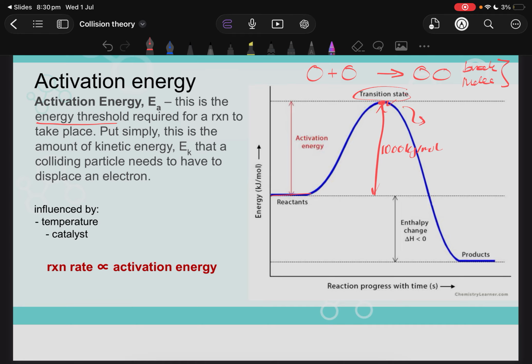The amount of kinetic energy that a colliding particle needs to react, right? That's how we can define our activation energy. Now, activation energy is influenced by two things: our temperature and our catalyst.